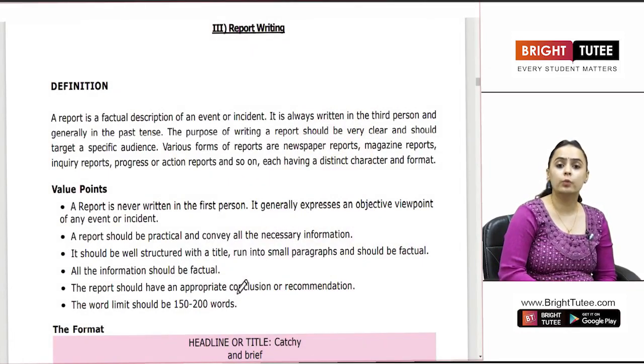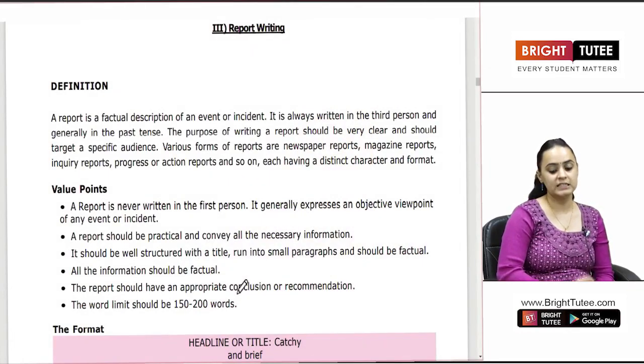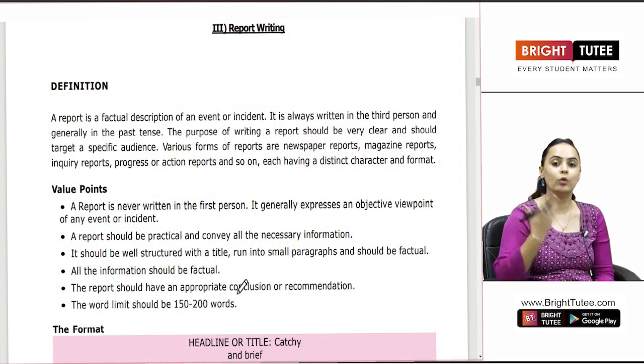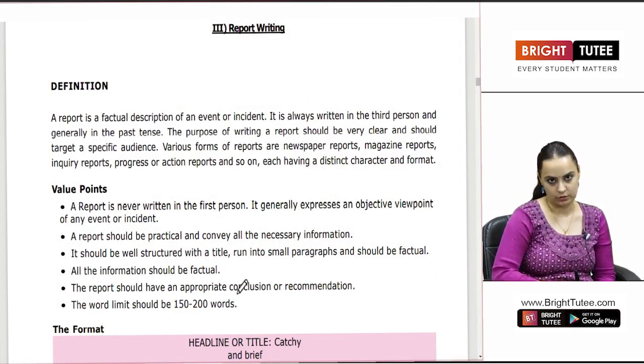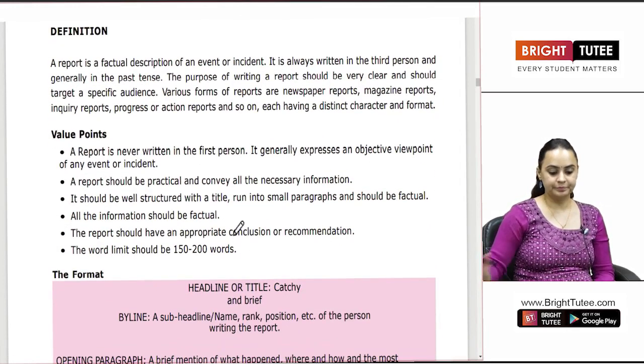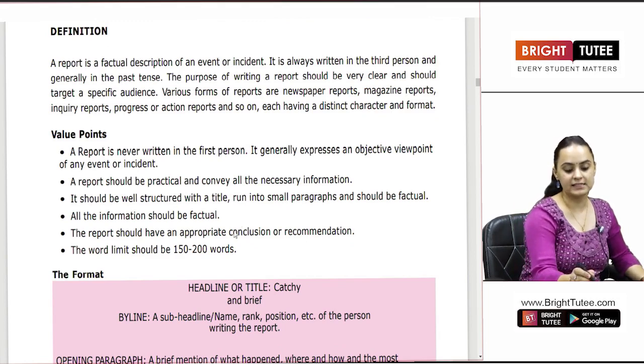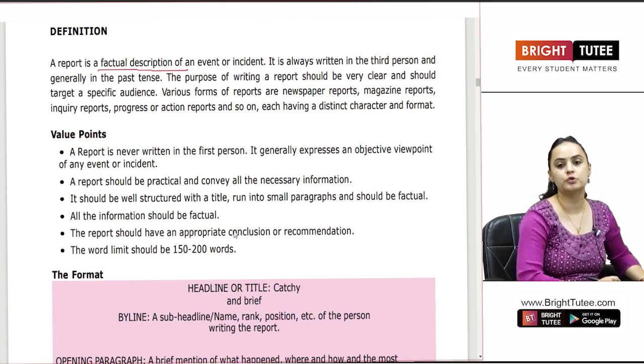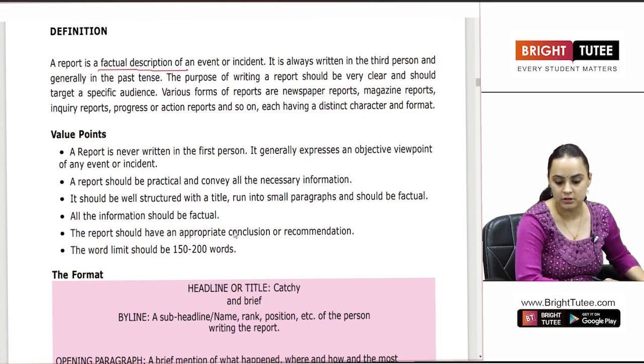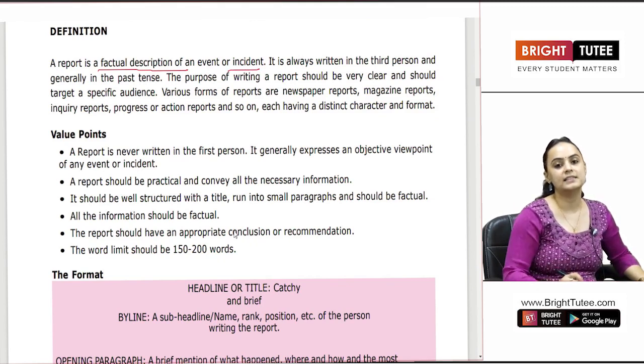Hello dear students, welcome to another lecture, and in this lecture we are going to do another writing skill topic, which is report writing. Now before we learn the way to write a report, it is important to understand what actually is a report. So, a report is a factual description of an event or an incident.